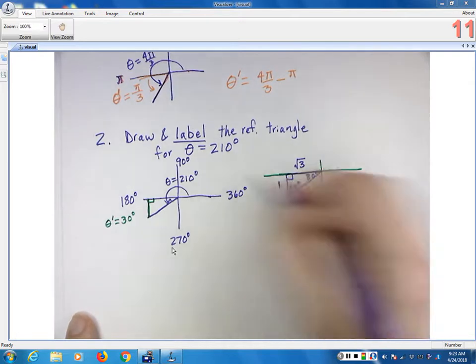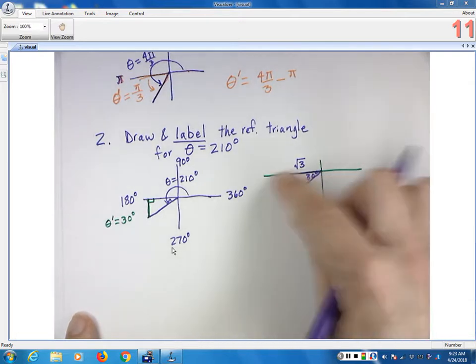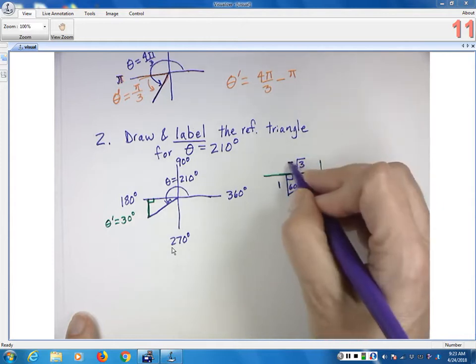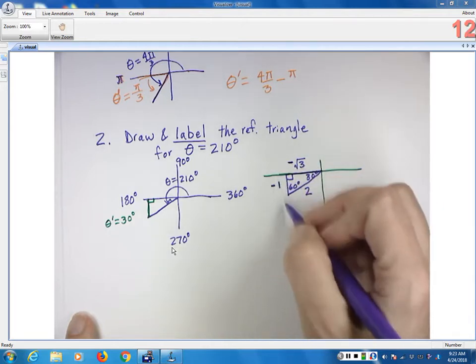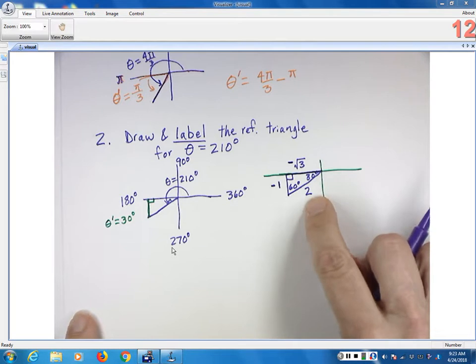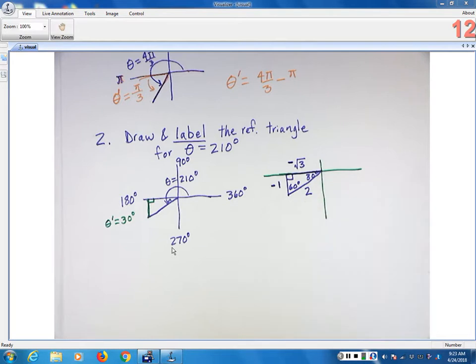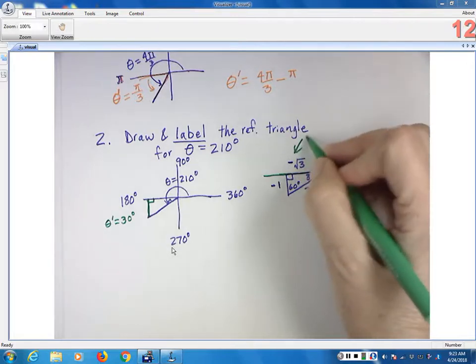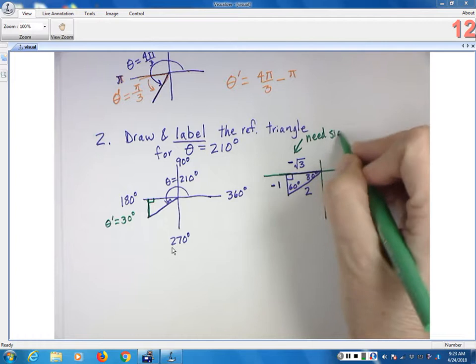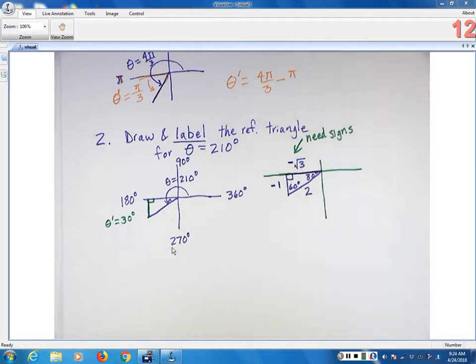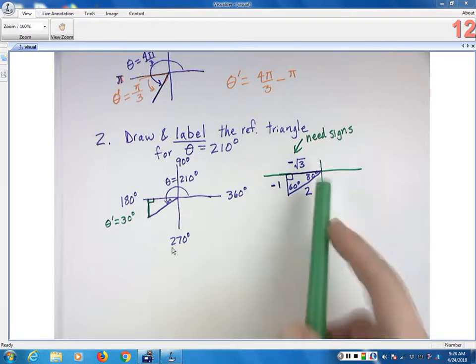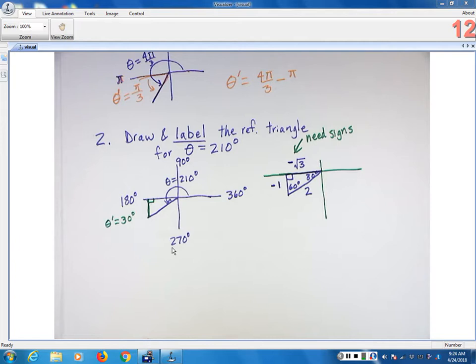But this is in quadrant 3, so x is negative here. So you do need your negative signs, and y is negative. But the radius is always positive, or the hypotenuse is positive. Okay, so you need your signs, because we're in quadrant 3. And that's it. This is our reference angle, 30 degrees, theta prime. So we've labeled the reference triangle for 210. Any questions about that?